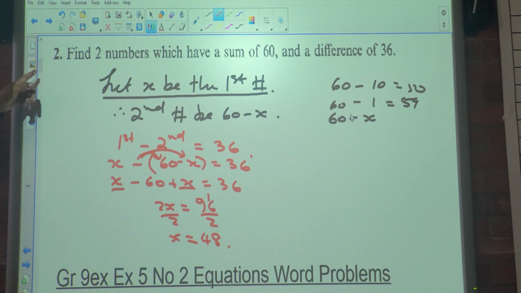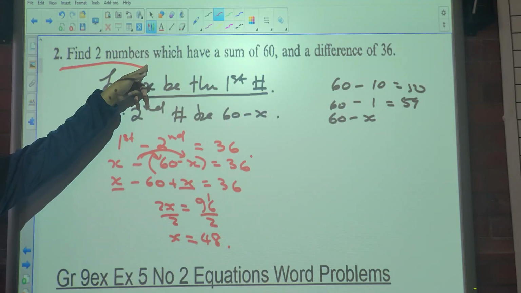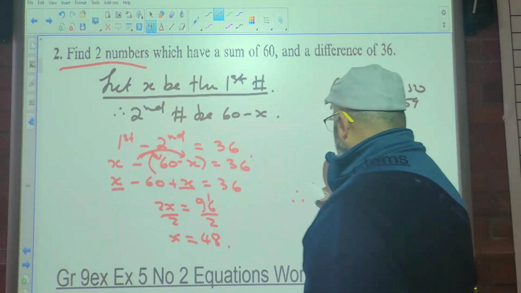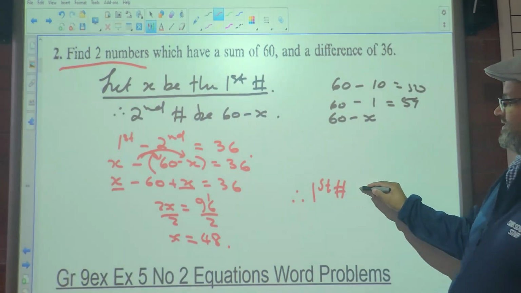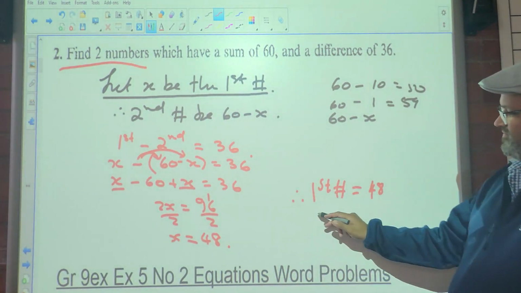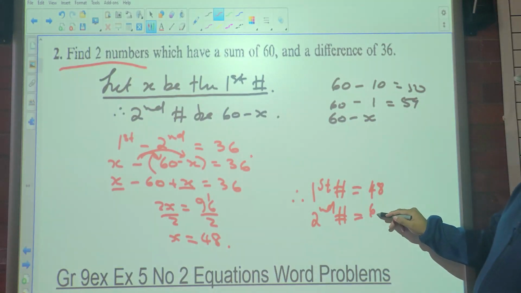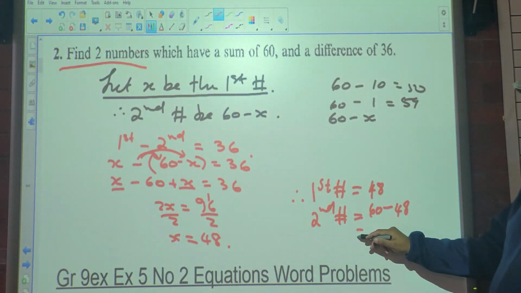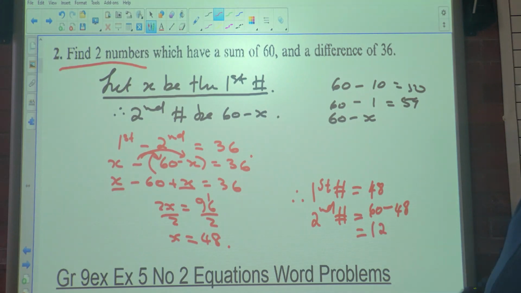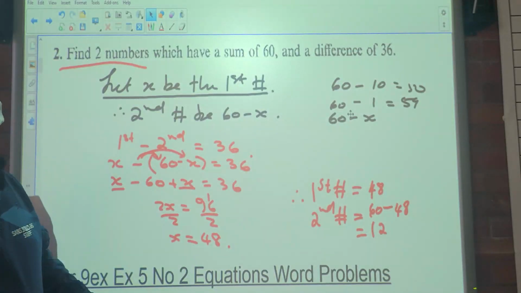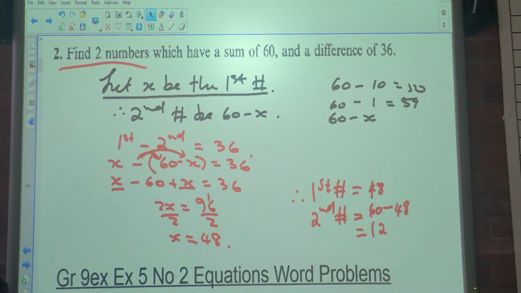No. What's the question? Find two numbers. So therefore, the first number is 48. So the second number is 60 minus 48, which is 12. Okay, now you're making it out. Who got that right? Okay, not everybody's going to get the A for maths.